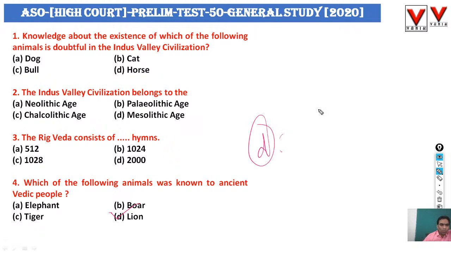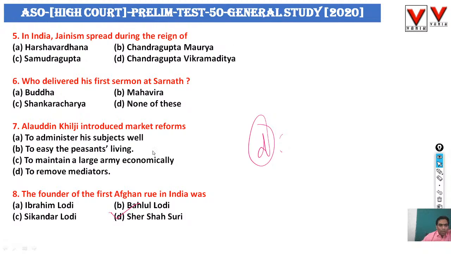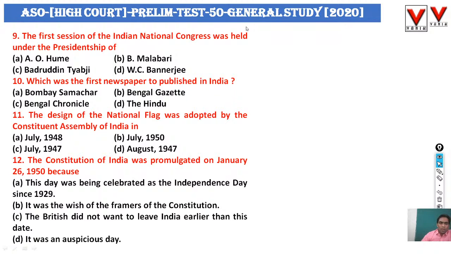Then we are going to proceed further to the fifth question. The fifth question is talking about how Jainism spread in India during the regime of Chandragupta Maurya, and Chandragupta Maurya was also a follower of Jainism. So the right answer is B. Fifth, the right answer is B.